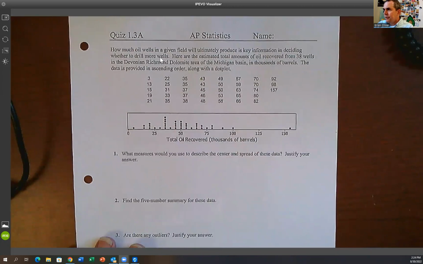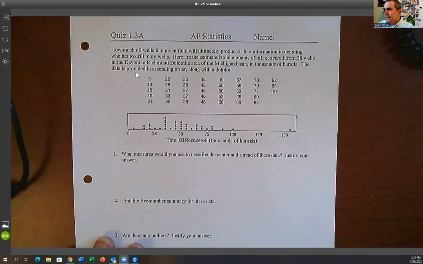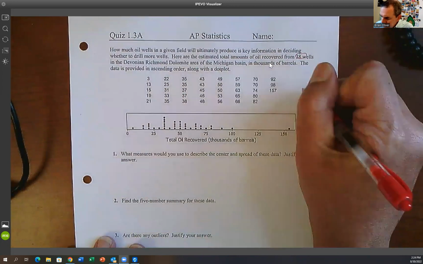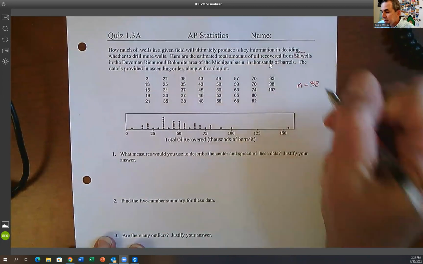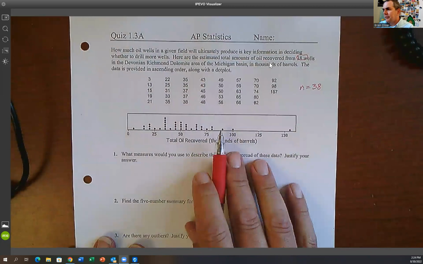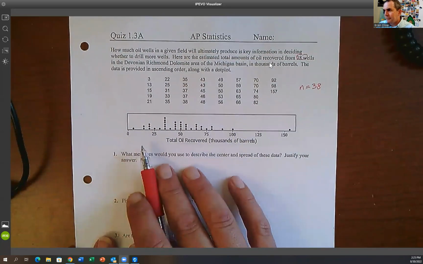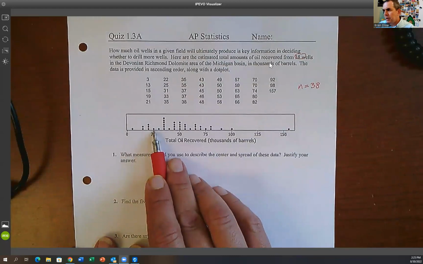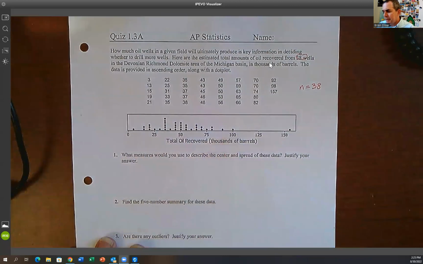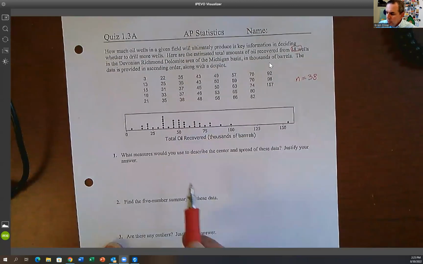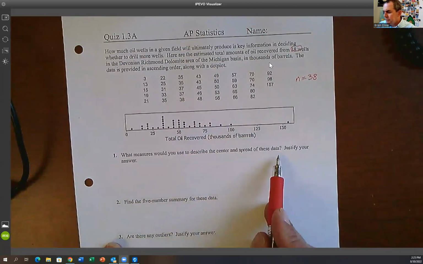We have a data set. This is about oil wells, and we're looking at the amount of oil recovered from 38 wells. So this tells me we have a sample size of 38. And what we have here is a dot plot, all the dots stacked up. If I was reading this, this would be 25,000 barrels of oil. This would be 100,000 barrels of oil. So what measures would you use to describe the center and spread of these data?